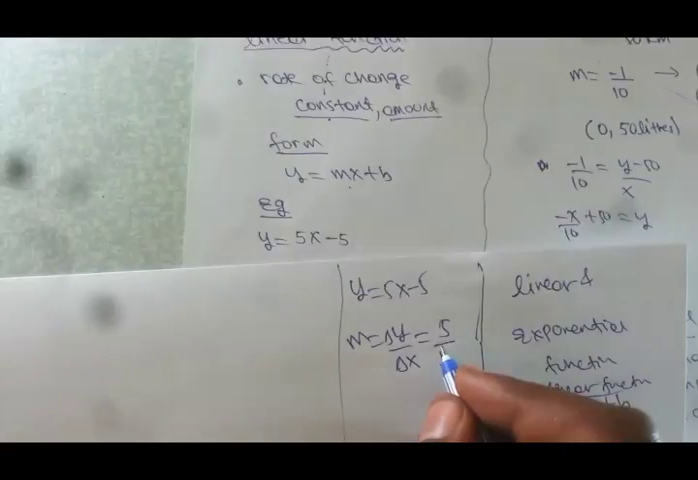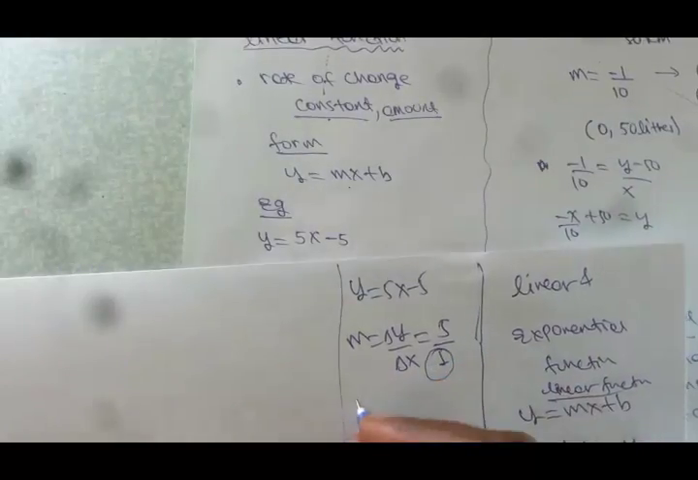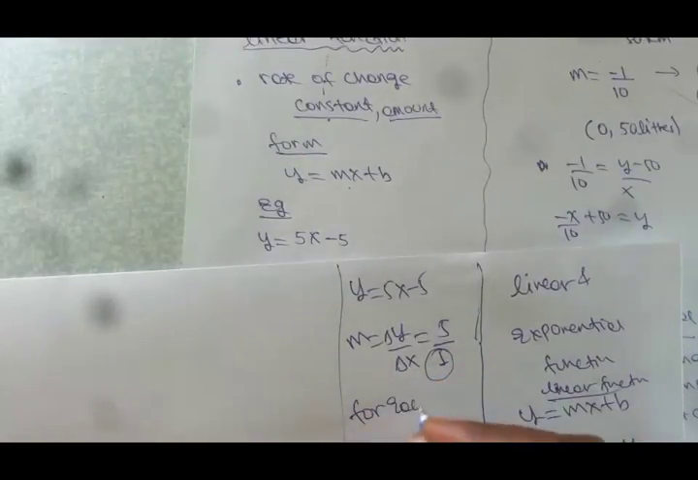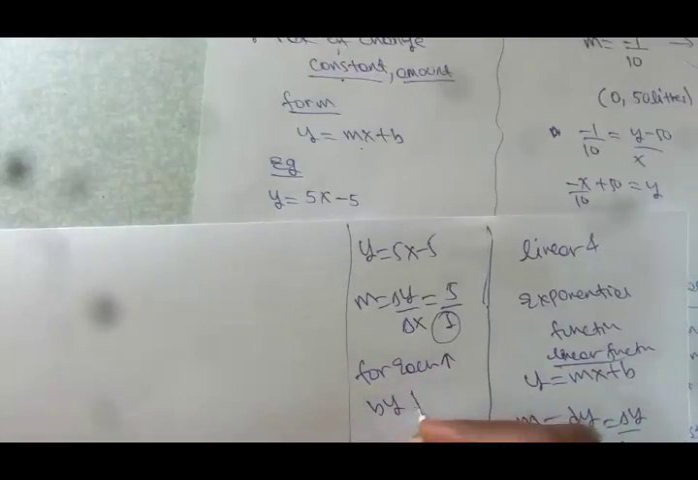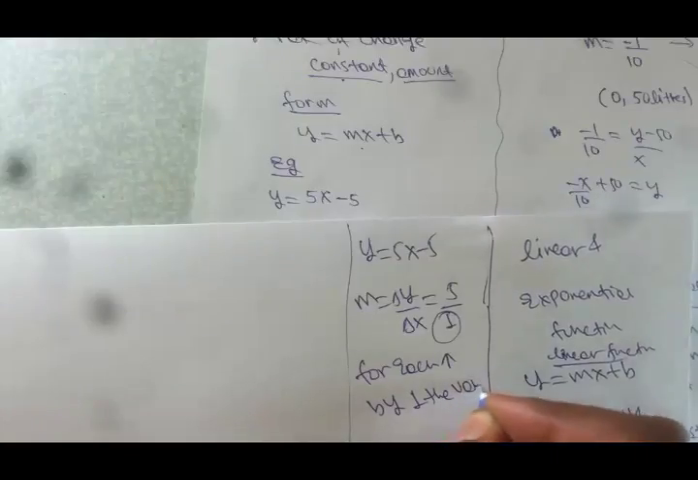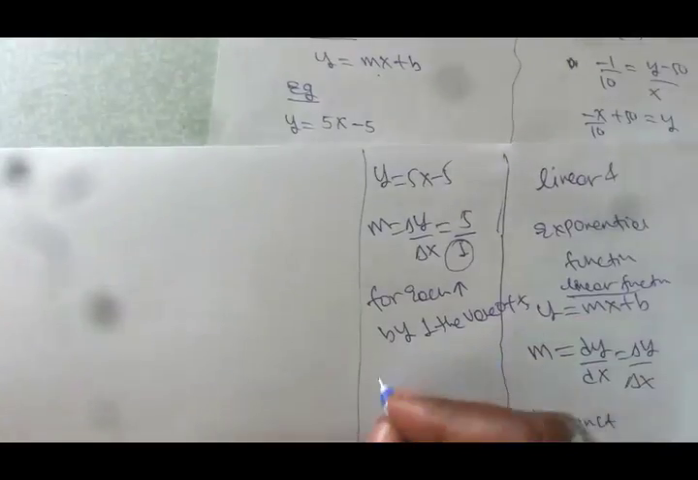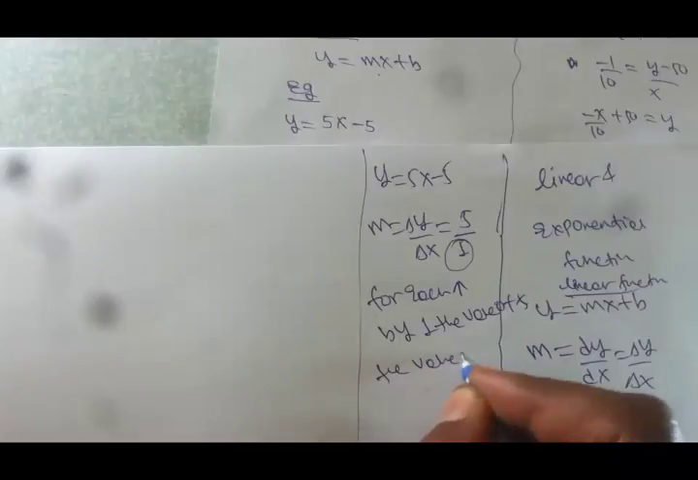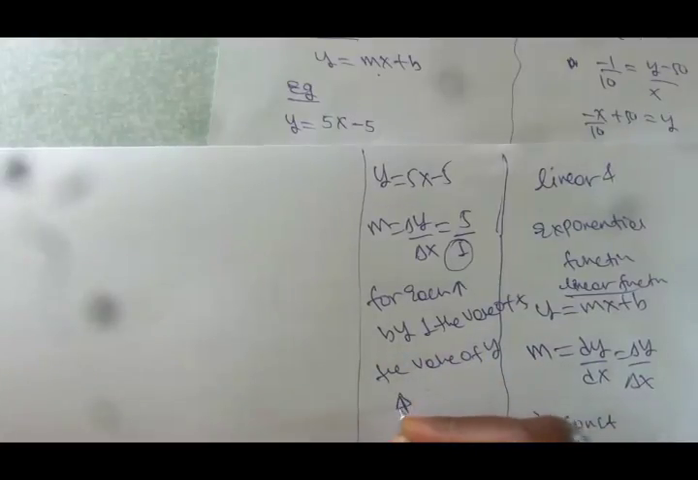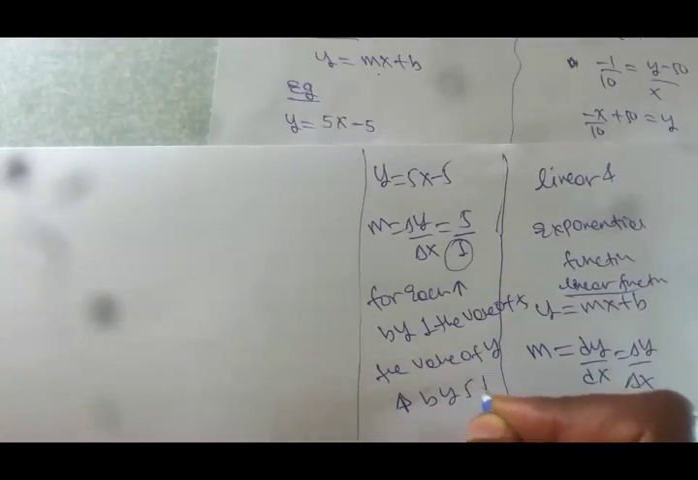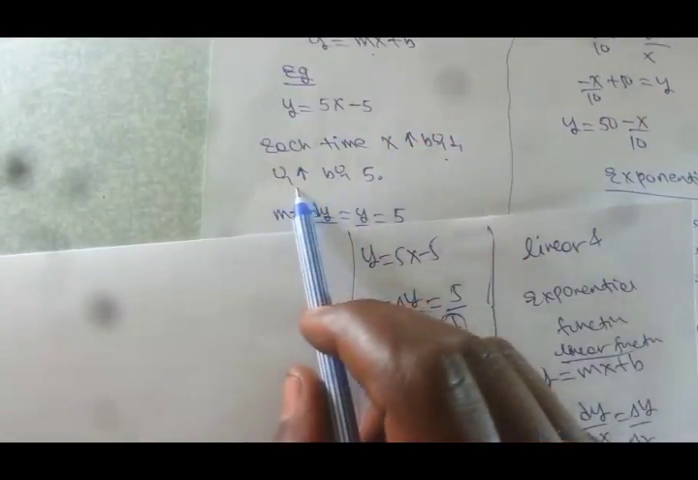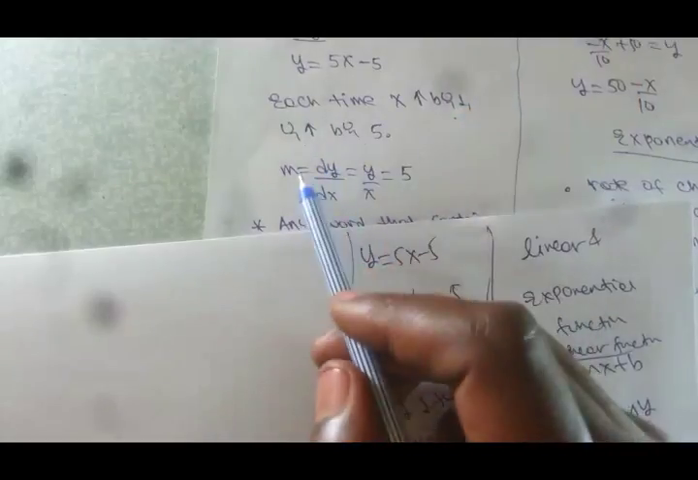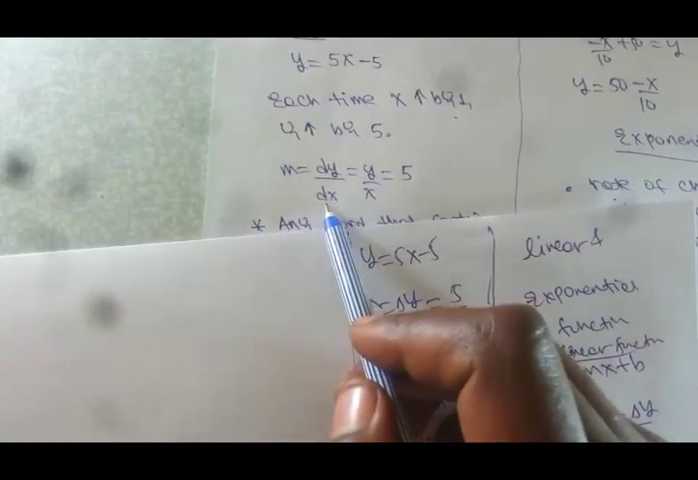Therefore for each increase of 1 in the value of x, the value of y increased by 5 times. Each time x increased by 1, y will be increased by 5 times. This is m is equal to dy by dx is equal to y over x, which is 5.